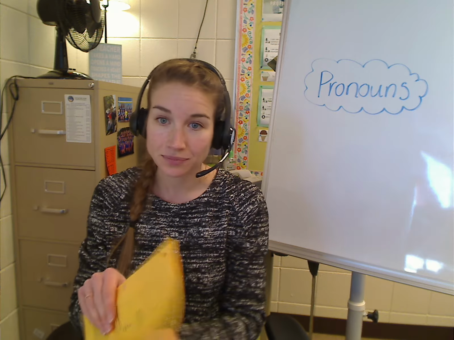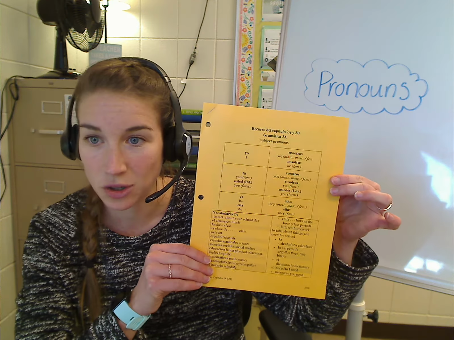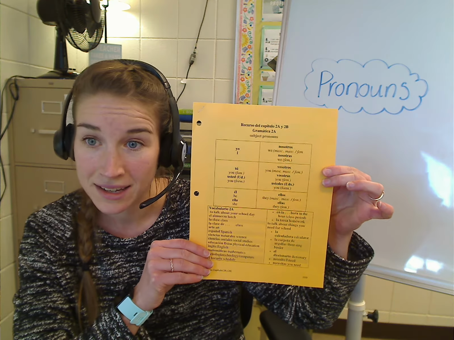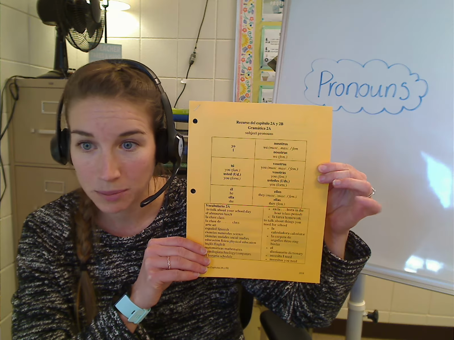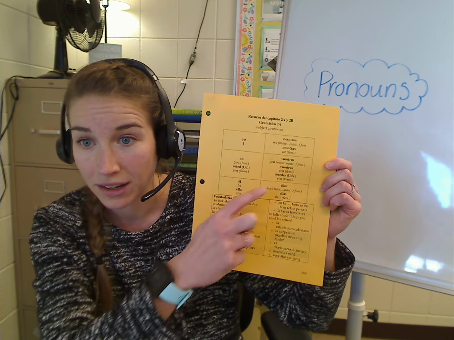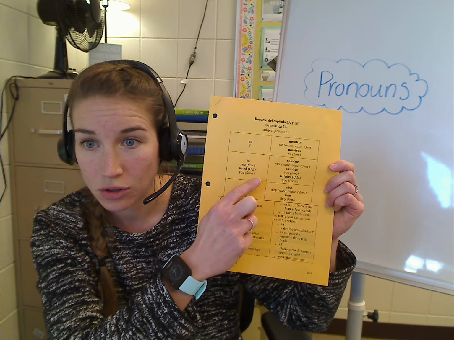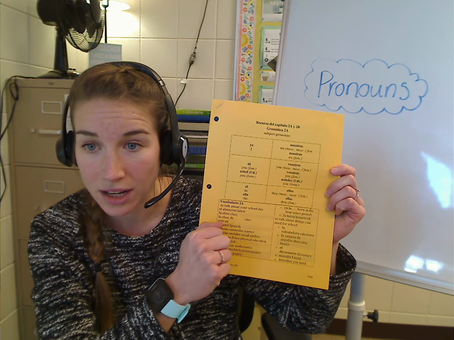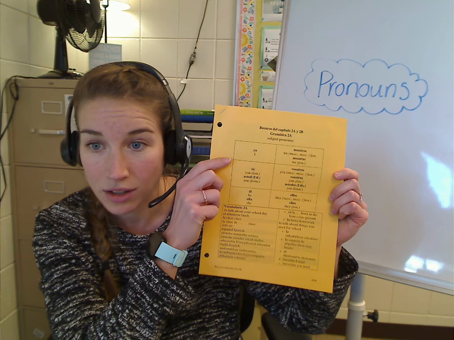The first thing is your handy dandy gold sheet for chapter 2A. It says 2A and 2B on it, but the very first thing you see on this gold sheet are the pronouns. They're all right here. So this is one way to find the resource and know what the pronouns are. And let's just go through them quickly.